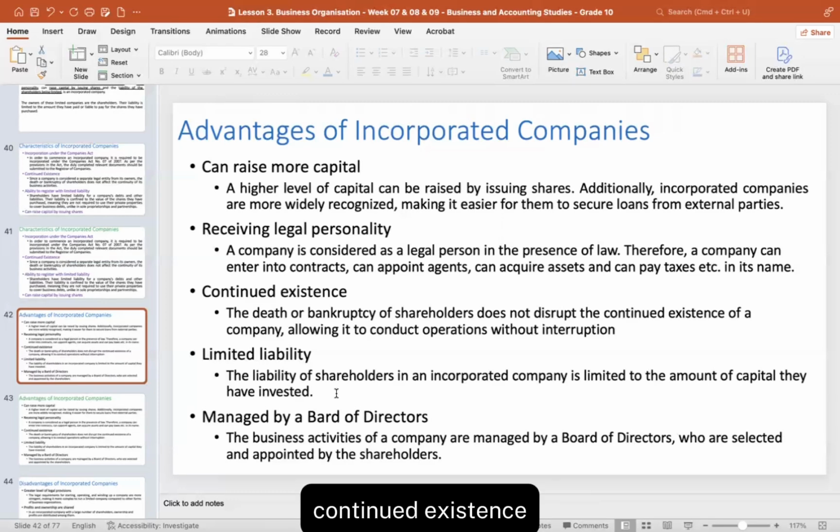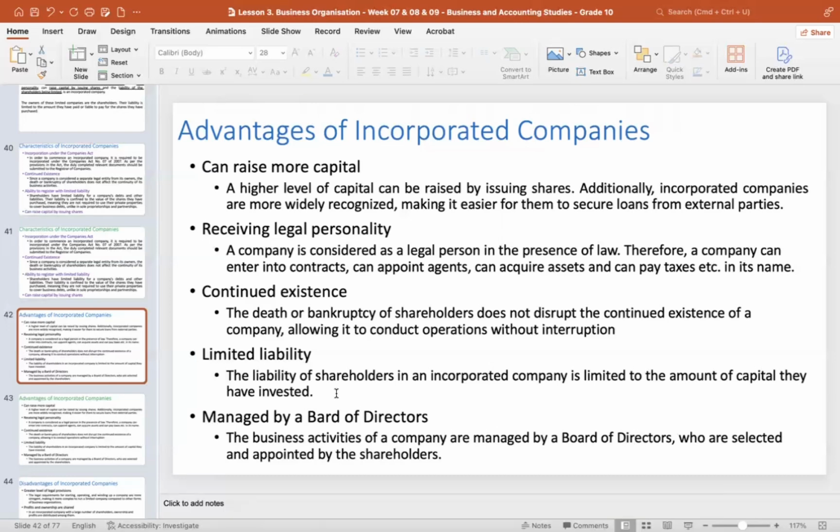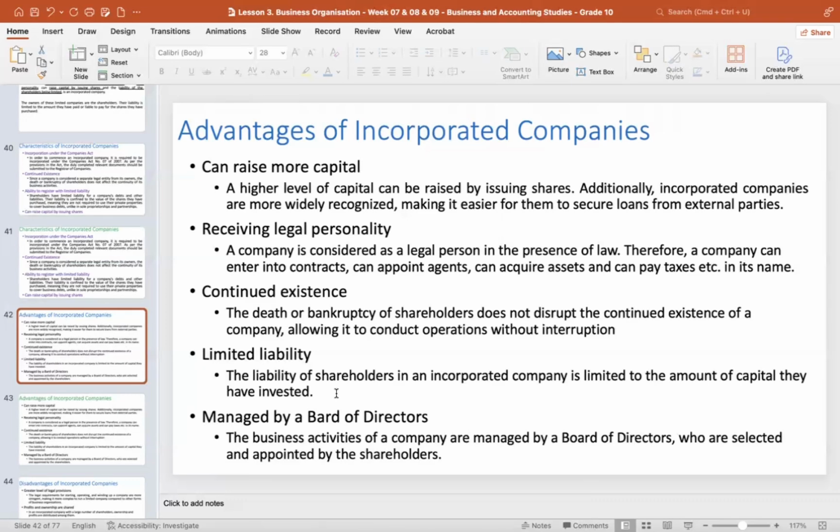Continued existence. The death or bankruptcy of a shareholder does not disrupt the continued existence of a company. If there is a death or a bankruptcy of shareholders, it does not affect the continued existence of the company. Right? They can carry on the work of the company, because the company is a separate legal entity and has a separate legal presence.